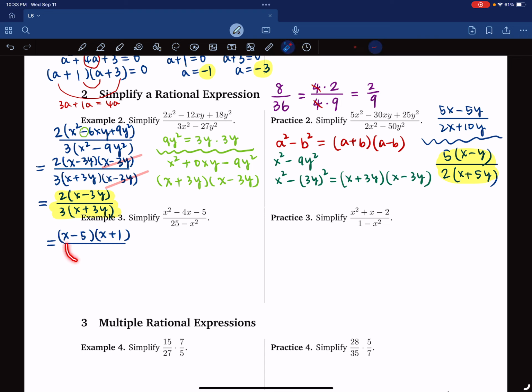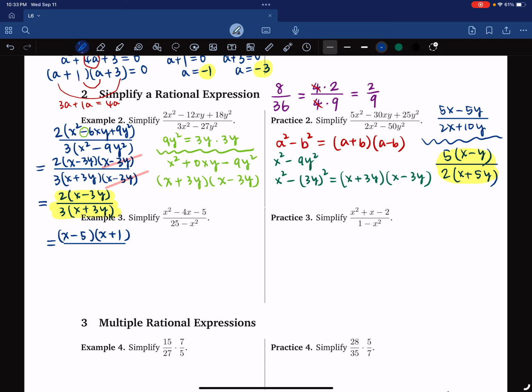So let's check. The outer two terms get you 1x and the inner two terms give you negative 5x. And if I add these two, I get negative 4x, and that is what we need in the middle. So this is the right way to factor.